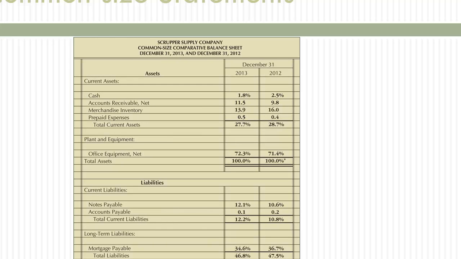This is an example of a report called a common size statement. It's the vertical analysis, but no account balances are listed, just percentages.